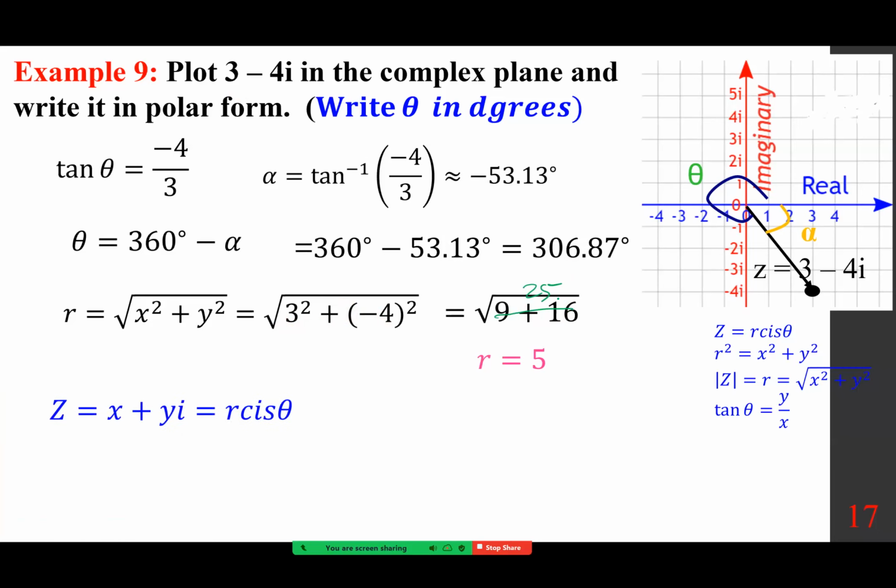x plus yi or r cis theta. Polar form, r cis theta. r is 5, theta is 306.87 degrees. And that's the polar form of 3 minus 4i.